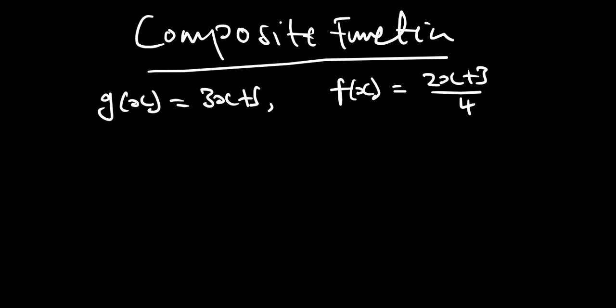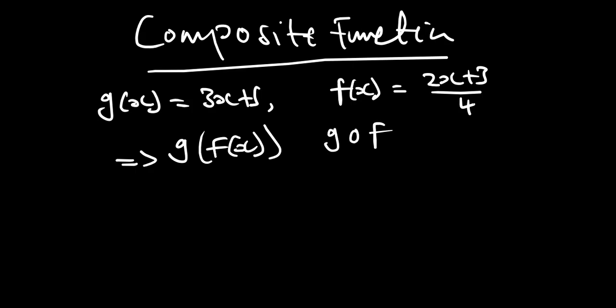Let's find g of f of x. So how can we find this g of f of x? The notation for the composite function can also be written as g of f. So this g of f and this g of f of x are the same. So let's find the composite function there.